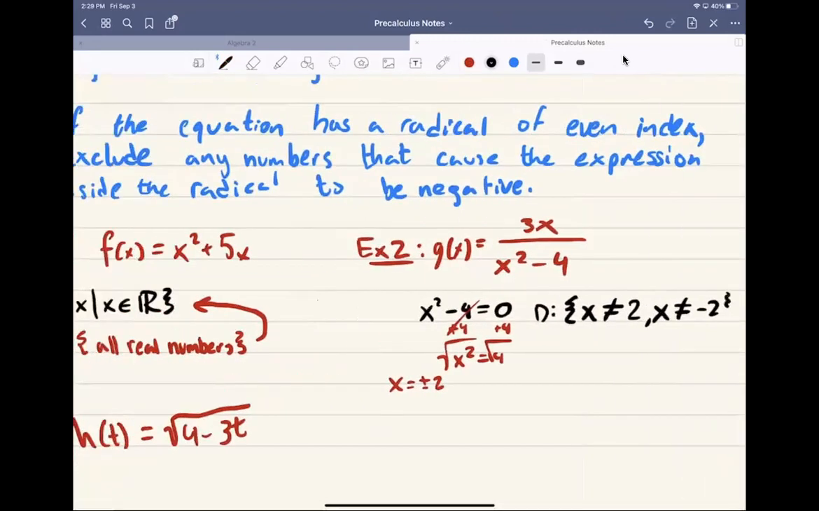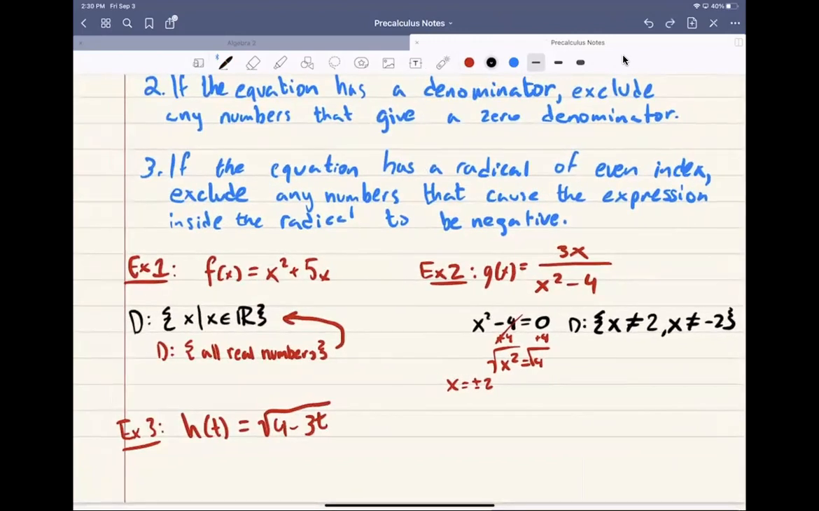Why is that? Because if you put 2 inside here, you're going to get 2 squared minus 4, which is 0. So that's why our domain cannot include those values of x. And normally you'd write x such that x cannot equal 2, x cannot equal -2.